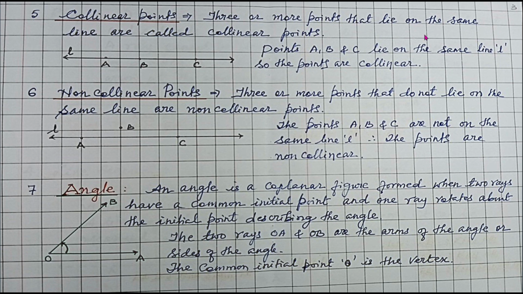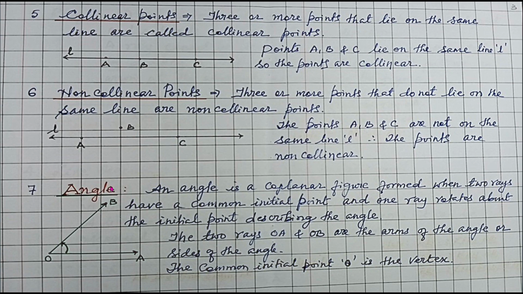Now the next important term is collinear points. Three or more points that lie on the same line are called collinear points. Now here we have a line L, points A, B and C are on the line, and therefore they are collinear points. Now the next term is non-collinear points. Three or more points that are not on the same line are non-collinear. We have a line L here. The points A, B and C are not lying on the same line, and therefore they are non-collinear.